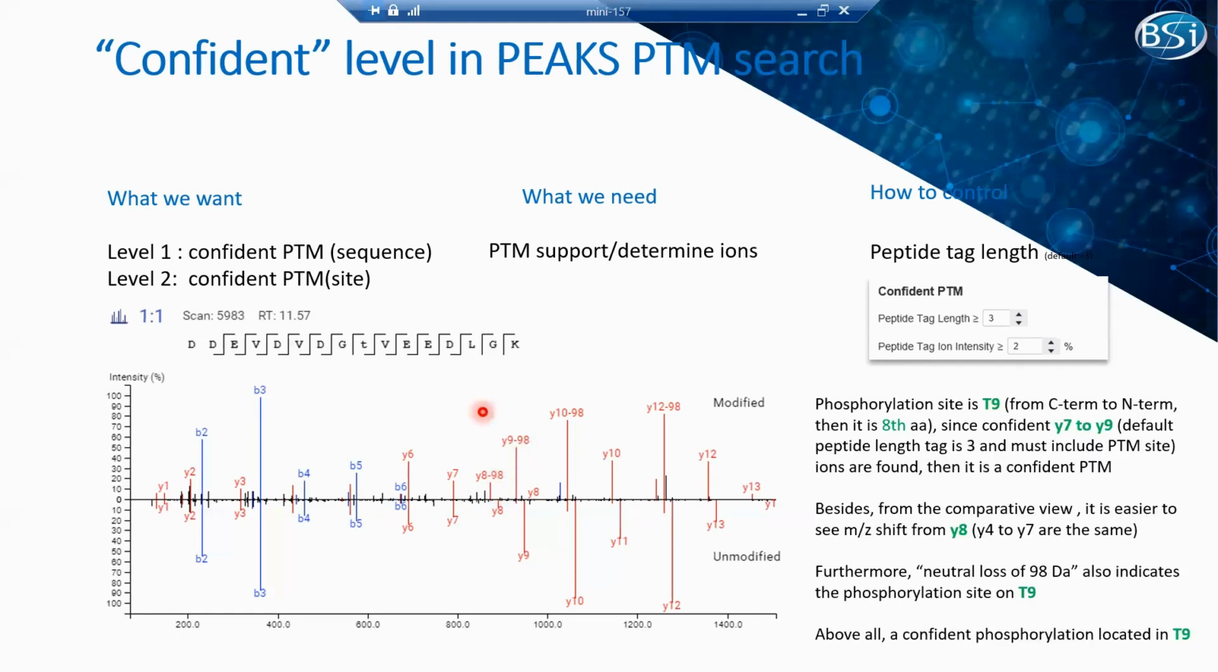So just like here, based on these three support ions, we can say that since what increases the Y is the Y8 from the C terminal, and this is T9 from the N terminal. So based on this evidence, we can say this is a confident PTM site, confident in both its sequence and its site.